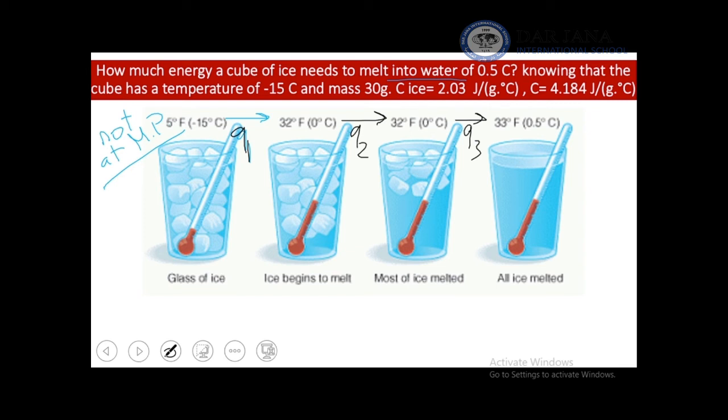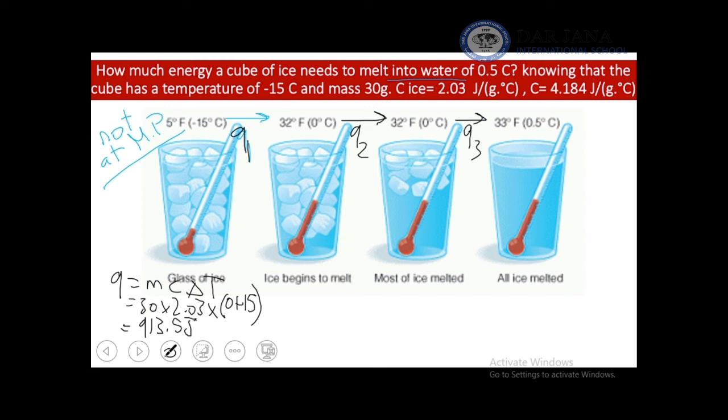So for the first amount of energy, Q1, we are changing the temperature. We are in the same state and changing the temperature, so Q will be equal to mc delta T. The mass given here is 30. The specific heat is 2.03, while delta T, if you subtract, T final is 0, T initial is negative 15, so it will be positive 15. The answer will be 913.5 joules, just to increase the temperature of ice from negative 15 to 0.